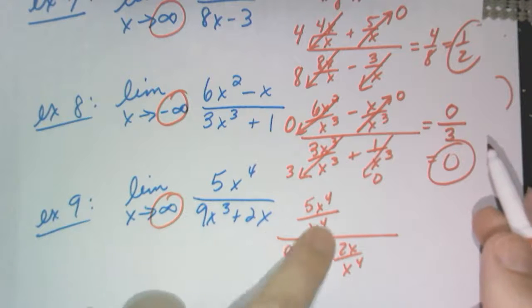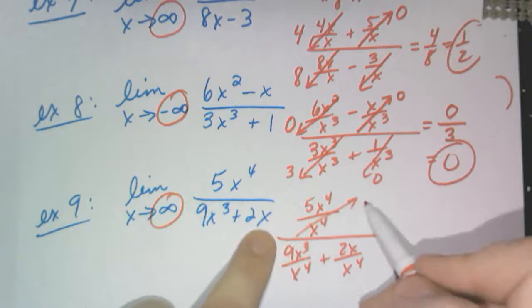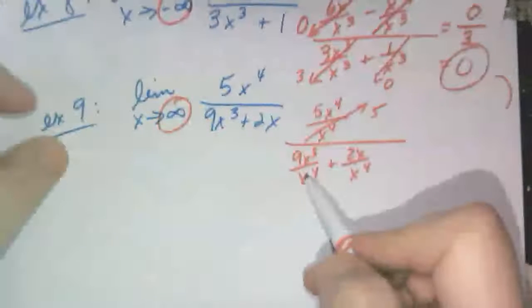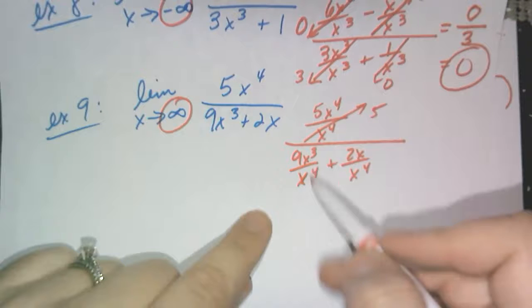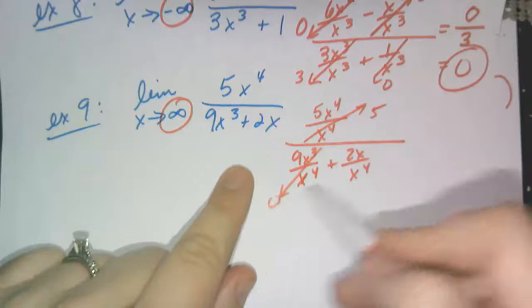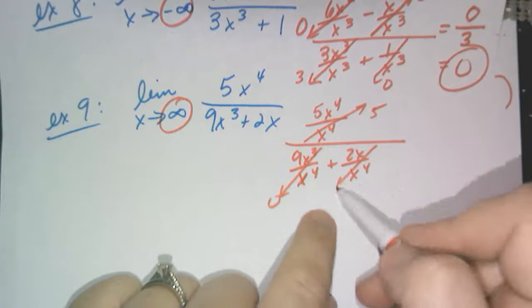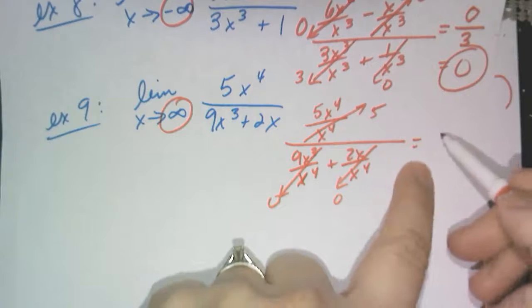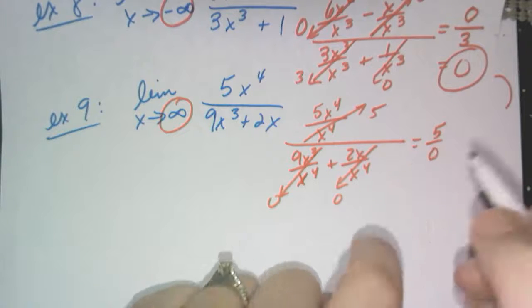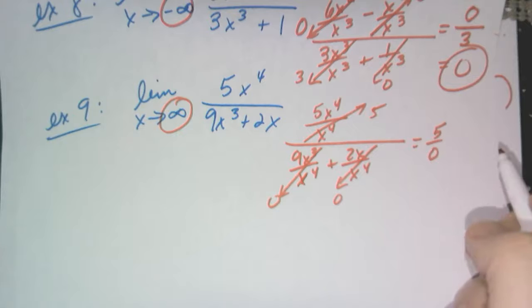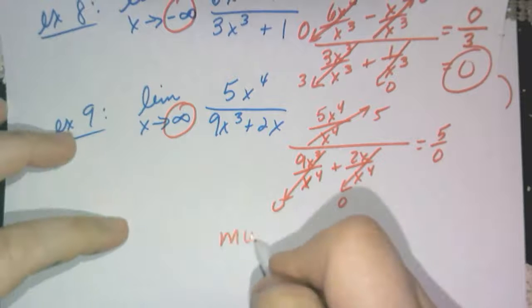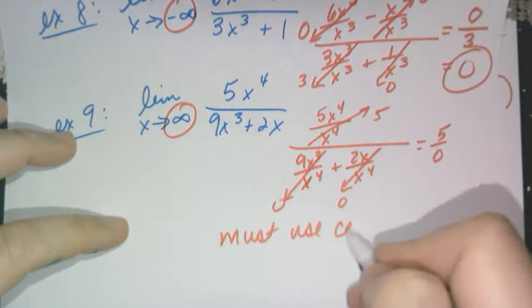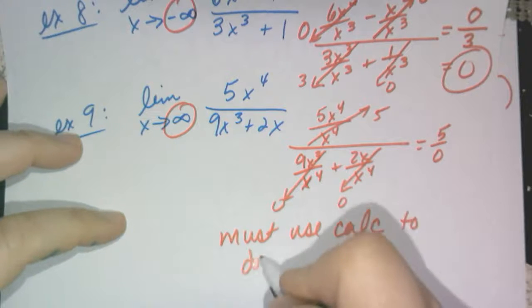Does this reduce? Yes. To what? 5. Does this one reduce? No. There's an x in the bottom, so it goes to 0. Is there an x in the bottom? Yes, 0. Oh, whoa. What do I have now? 5 over 0. Okay. Do not be tempted to say DNE because you ended up with a 0. You must use your calculator to double check before you say DNE.